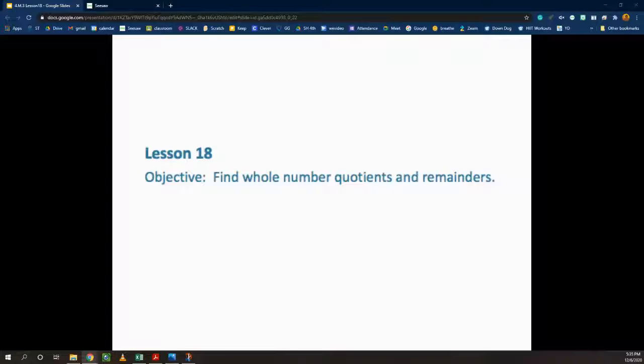Hi, fourth graders. Today we are doing Module 3, Lesson 18. Today we're going to find whole number quotients and remainders. We're going to be doing a little bit of mental math today, so hopefully you have been studying those multiplication facts. All right, here we go.